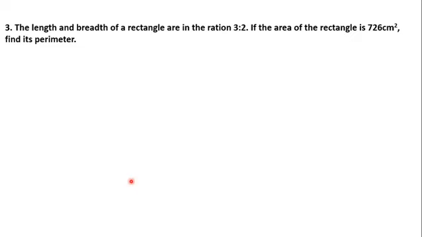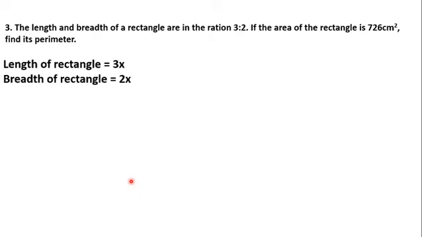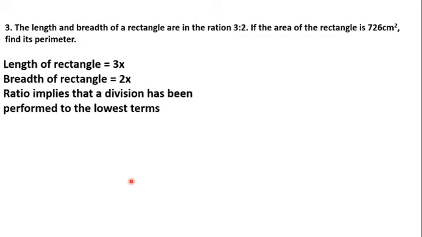So the length of the rectangle will be 3 times x, and the breadth of the rectangle will be 2 times x. Why is that so? Because ratio implies that a division has been performed to its lowest terms. So the length of the rectangle is not 3. Neither is the breadth of the rectangle 2. But that is the ratio of the length to the breadth. That is, there are 2 values that had been divided to their lowest terms that gave us 3 and 2.